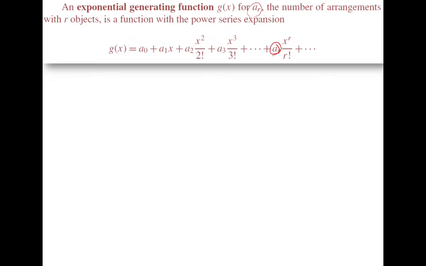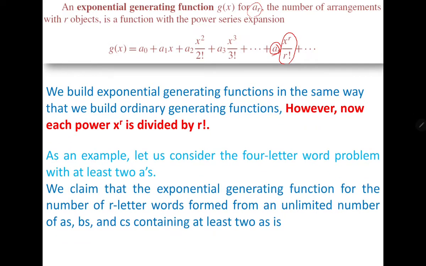In the ordinary generating function each term is simply x raised to the power 1, x raised to the power 2 and x raised to the power 3. Now you divide by x cube by 3 factorial, x raised to the power 4 by 4 factorial, and so on. It means we are looking for the coefficient of x raised to the power r by r factorial.